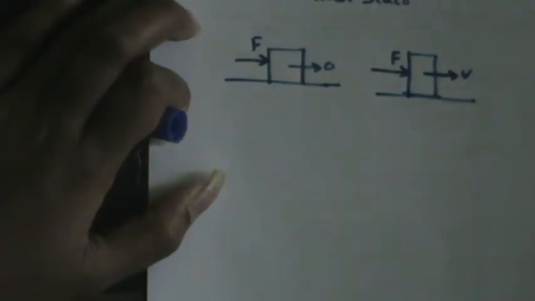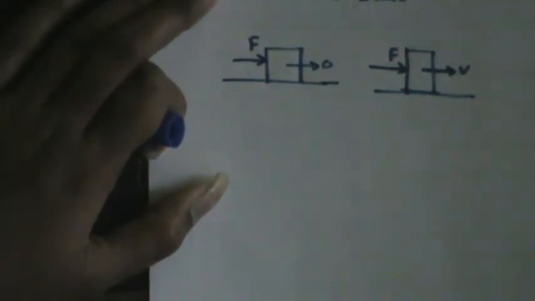So what it actually means is that to change the motion of an object in motion, or for an object which is at rest to begin its motion, you need an external unbalanced force. Alright, so that's Newton's first law.